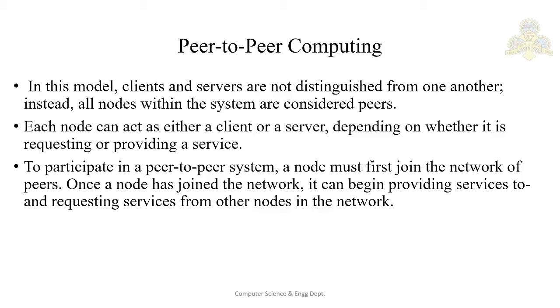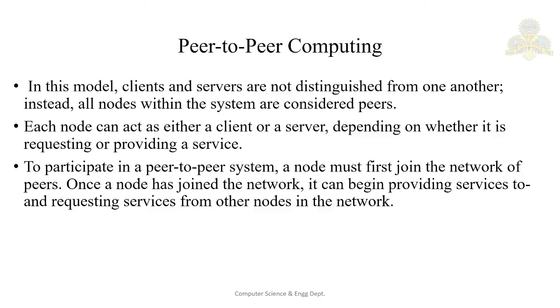But in a peer-to-peer system, what will happen? The services can be provided by other nodes that are distributed throughout the network. So if a PC or a node wants to participate in a peer-to-peer system, what it has to do first is join the network of peers. Once the node joins the network, it can either act as a client or server.